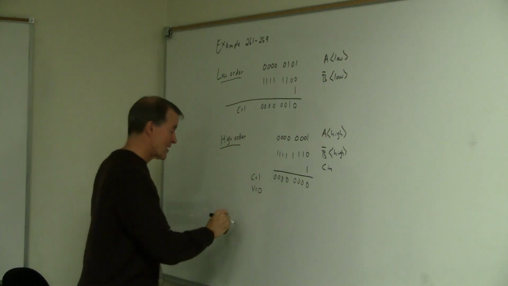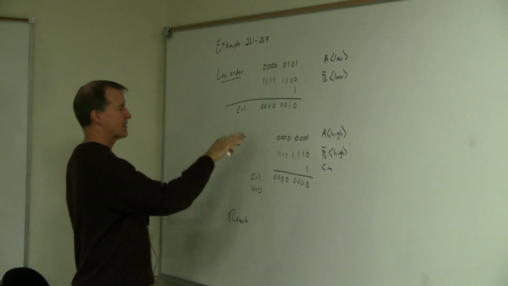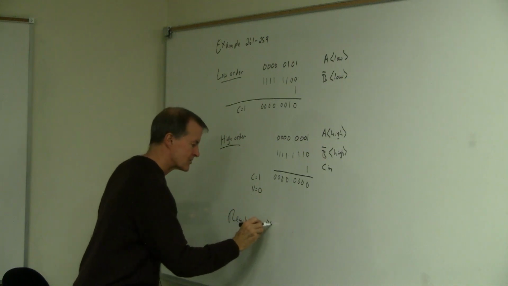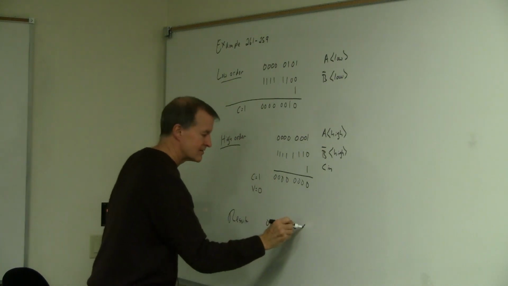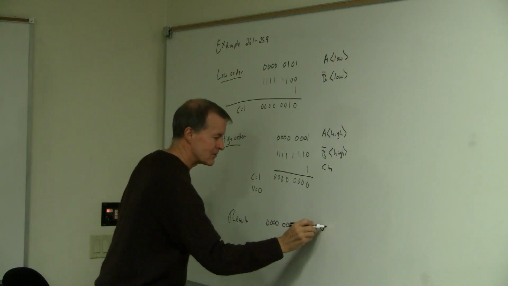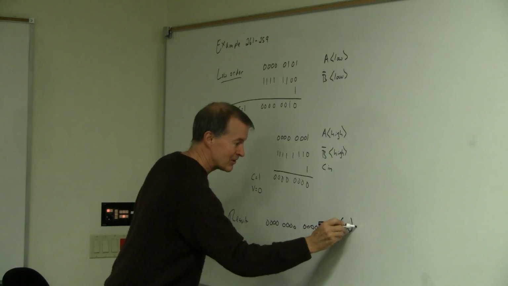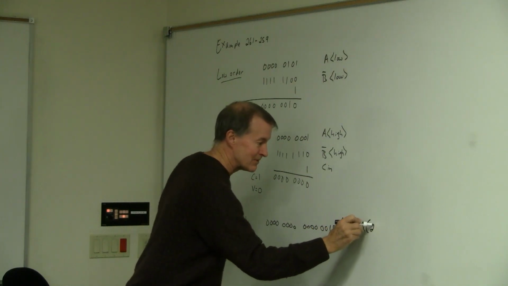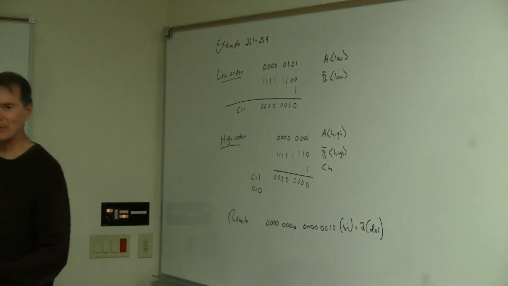So now what is the result? The result is the high order, 0, 0, 0, 0, 0, 0, 0, 0, 0, 0, 0, 0, 0, 0, 1, 0, binary, which equals what? 2 decimal. And see, it worked. Proof by example. Just kidding.